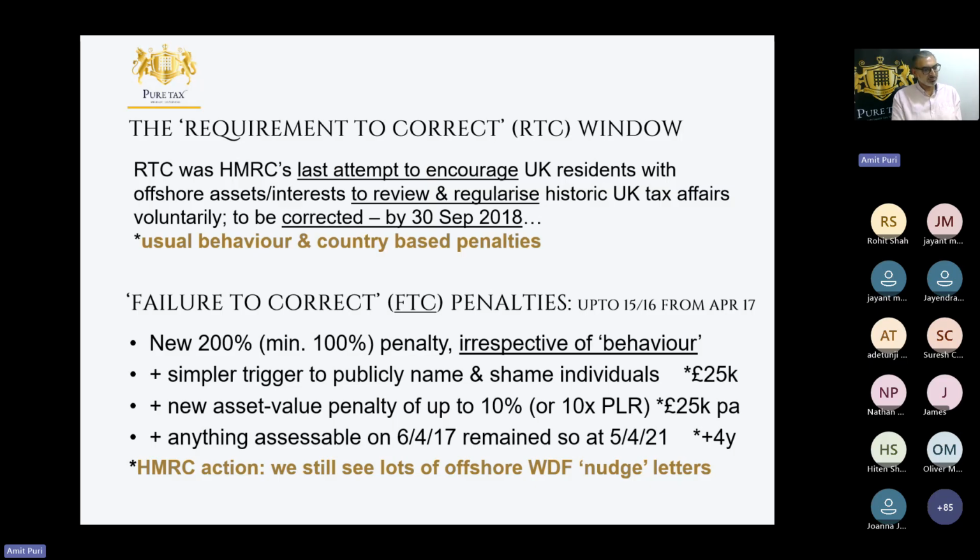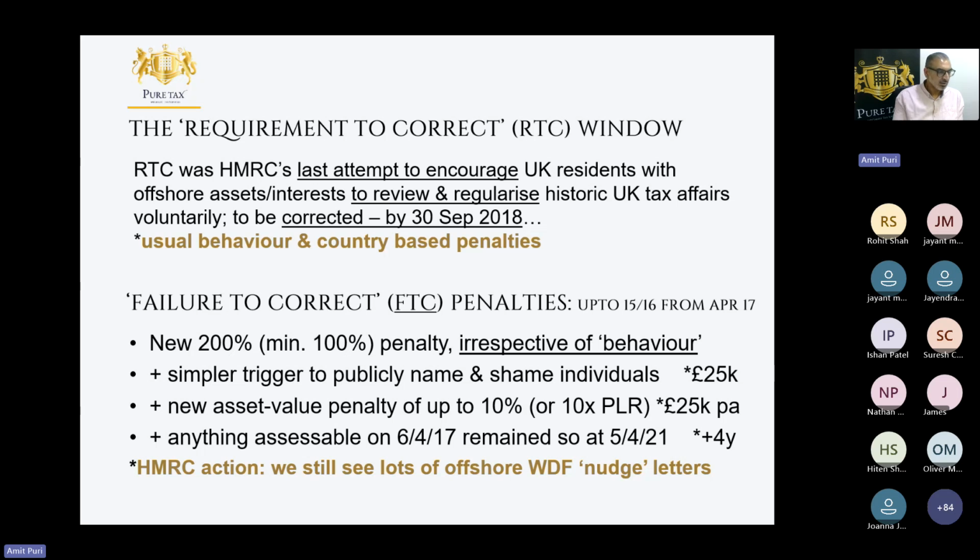And at the same time as FTC penalties came about, a whole host of other measures were introduced as well to really hammer people with assets and accounts overseas because they want people to voluntarily do disclosures. So people would have heard about the naming and shaming tool that HMRC have. And most people probably know that you have to be found to have done something deliberate. So there has to be a deliberate penalty in those scenarios for your information to be published.